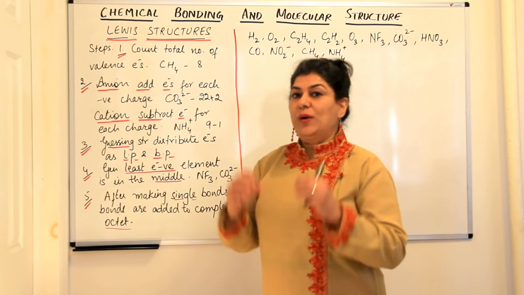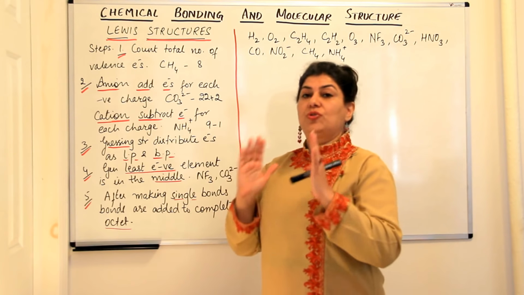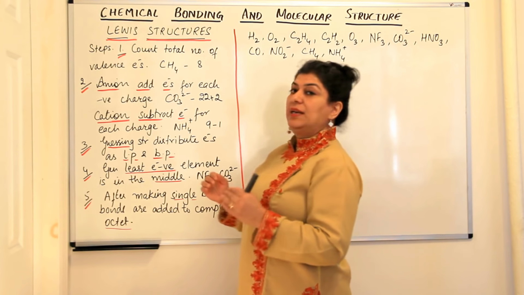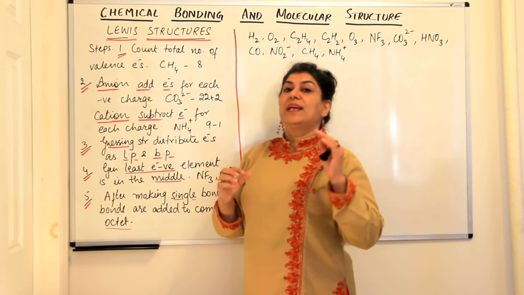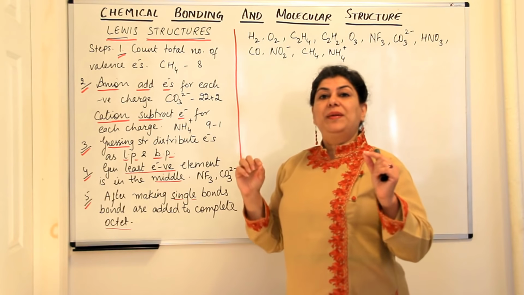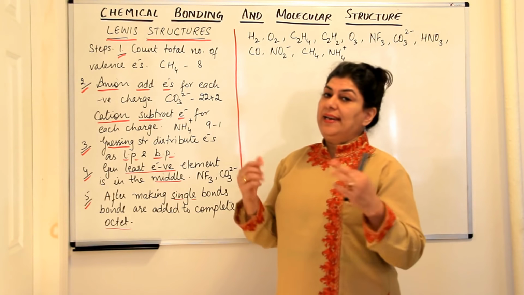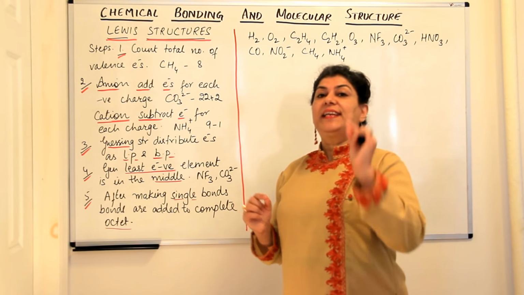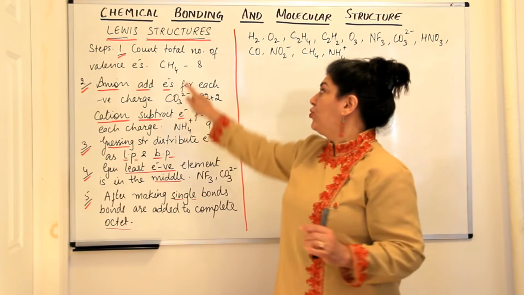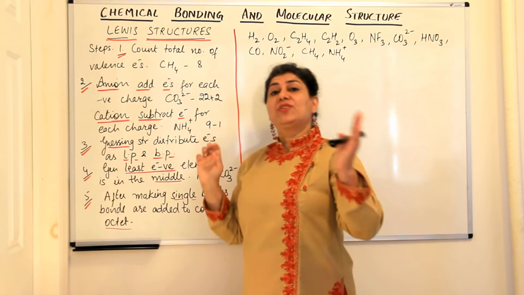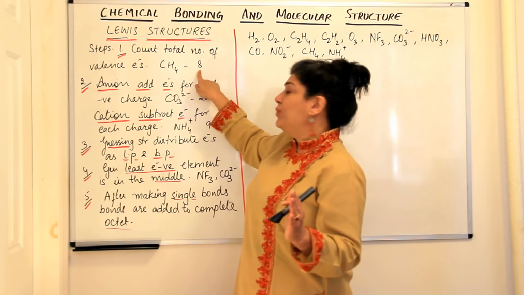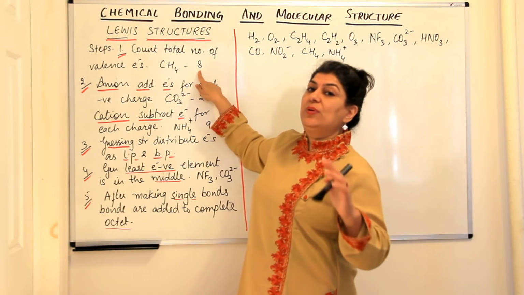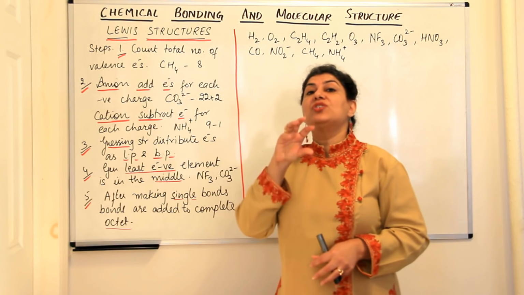The second step is, once you know the total number of valence electrons that you have to deal with, if the species given to you is an anion, an anion means it is negatively charged, and negative charge is due to addition of electrons. So if there is a single negative charge, add 1 electron to this sum. If there are 2 negative charges, add 2 electrons. So you have to add the number of electrons equal to the number of charges on that species.